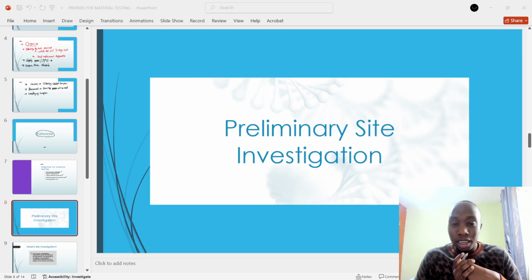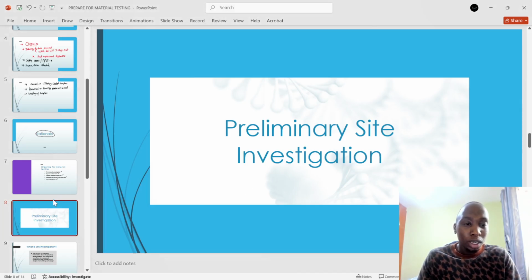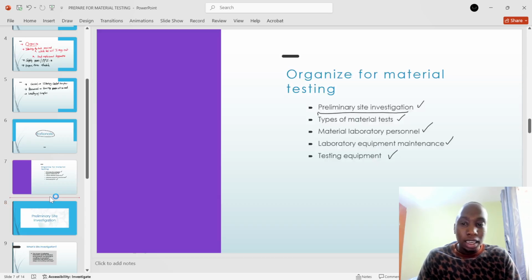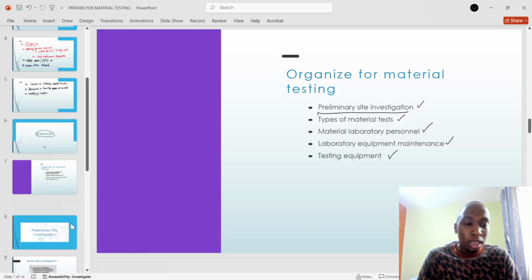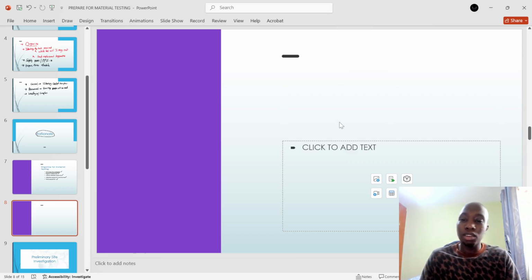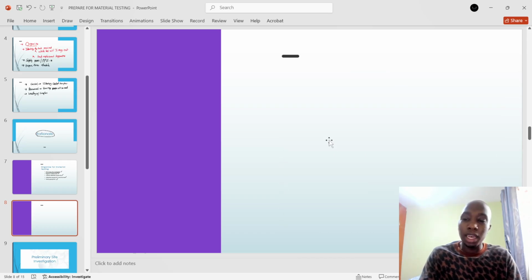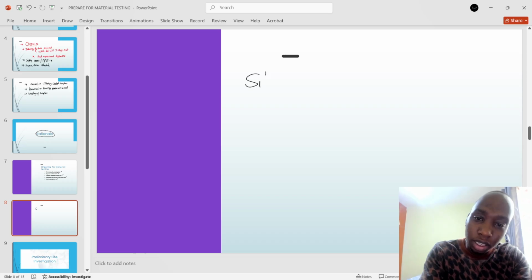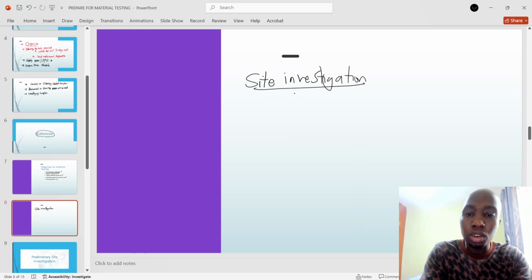Umepewa project. Akasema aje, the first thing that you do is to just go there. Let me have a slide here. The first thing you do, amesema kwa site investigation, is to just go there. So it's site investigation. Site investigation is the first time site visit.